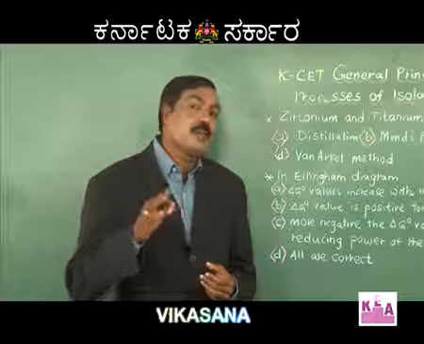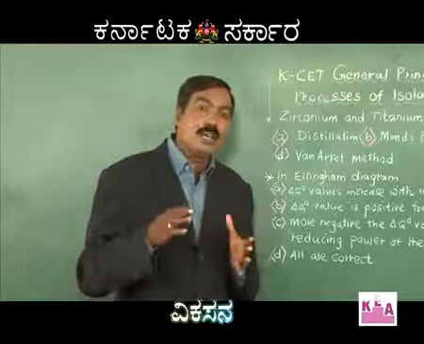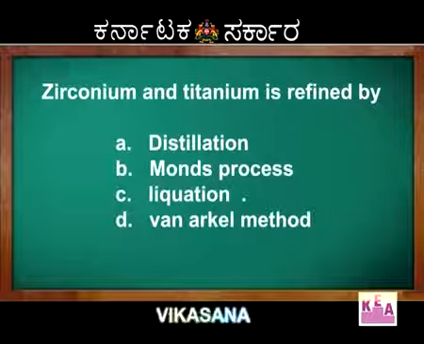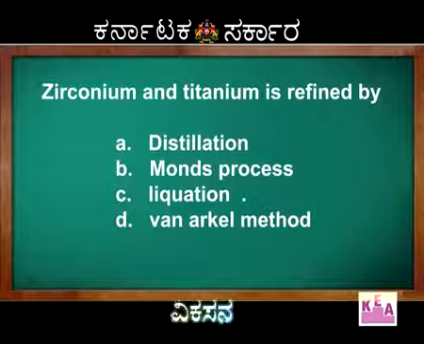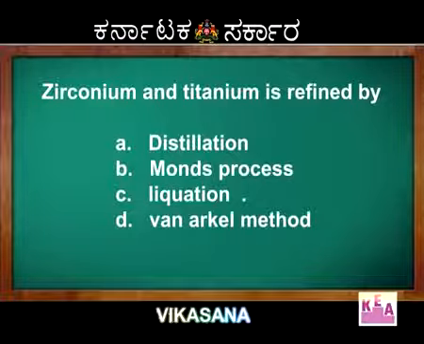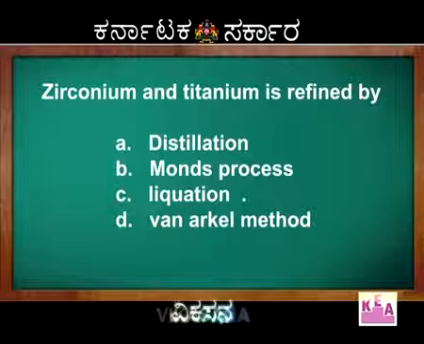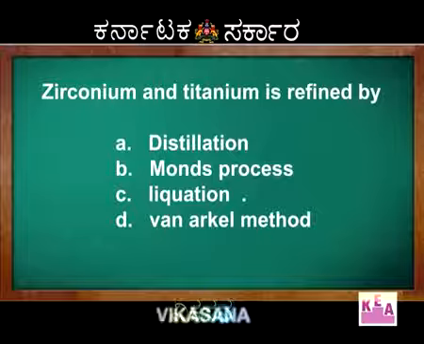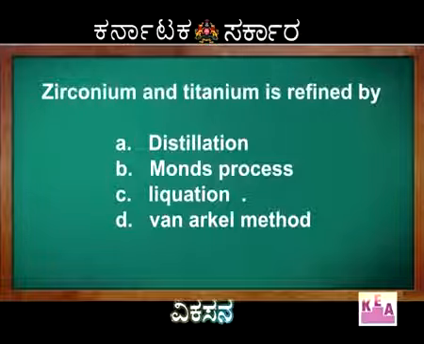Nickel is refined by Mond's process. Zone refining is used to get ultra pure metals. In this I have zirconium and titanium. Mond's process is ruled out. Let us look into distillation. Distillation is employed for those metals which are volatile in nature, such as zinc and mercury. Liquation is employed for refining those metals whose melting temperature is lower than that of their impurity. Van Arkel process is used for refining zirconium and titanium.